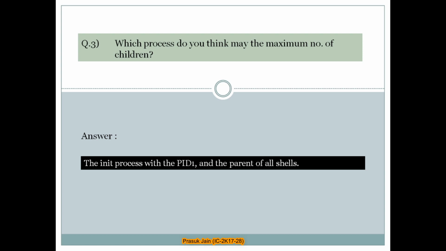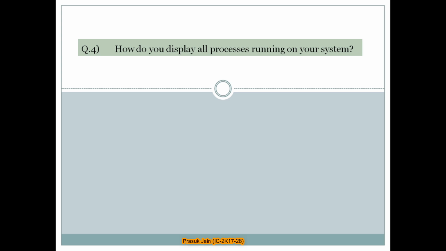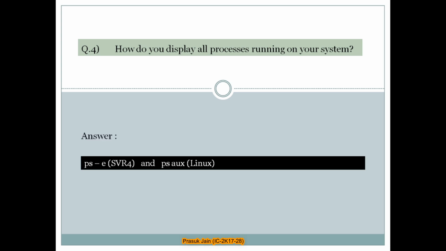So the next question is, how do you display all processes running on your system? So the answer is, we display processes running on the system on two different versions of Unix. First one is SVR4, that is System V Release 4, by ps -e, and one is Linux by ps aux.